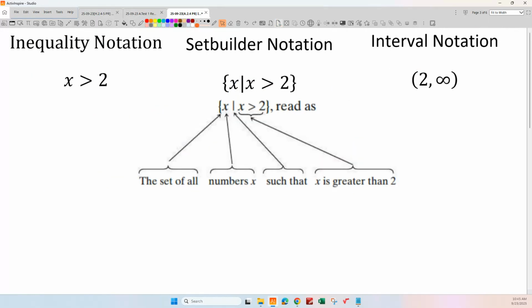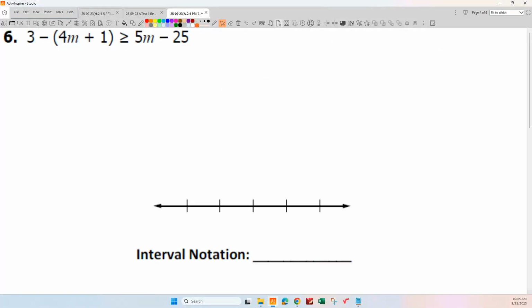Oh, and just a quick reminder. This is inequality notation. That's just when we actually use inequalities to write down an inequality. Interval notation is when we're using the stuff we just talked about. We won't really worry about set builder notation.